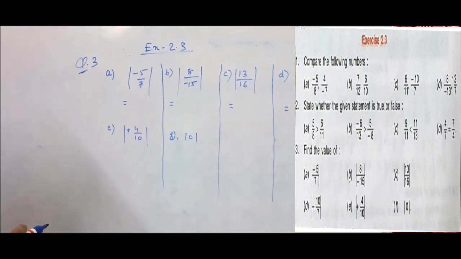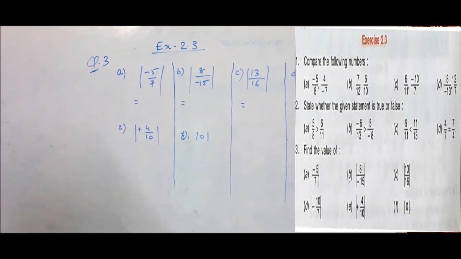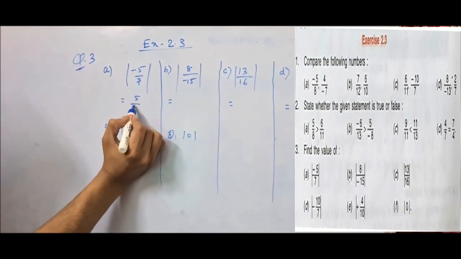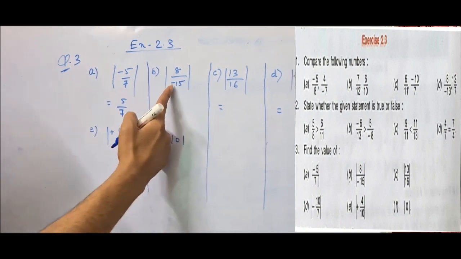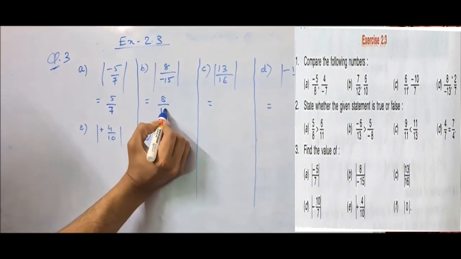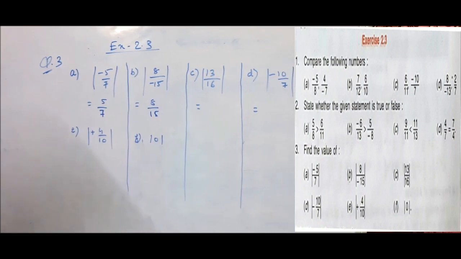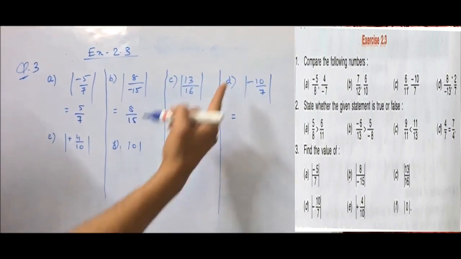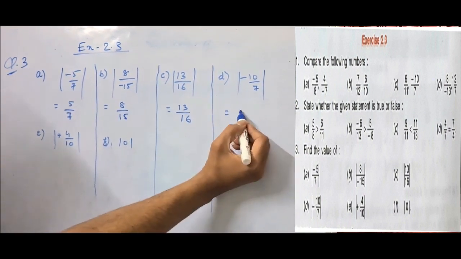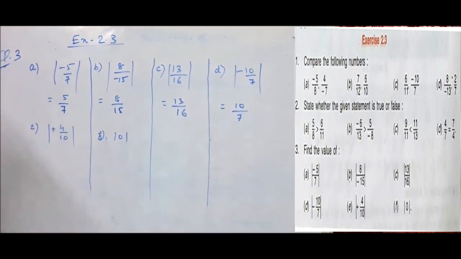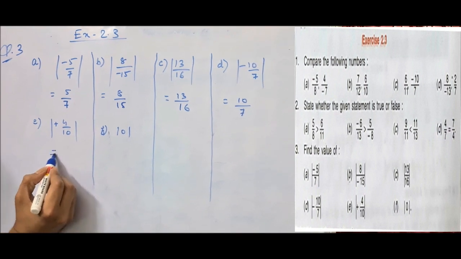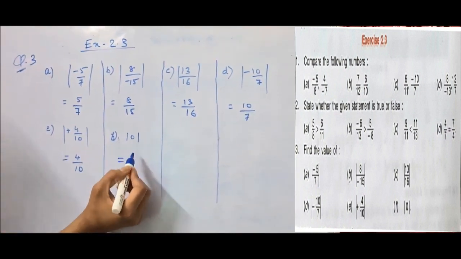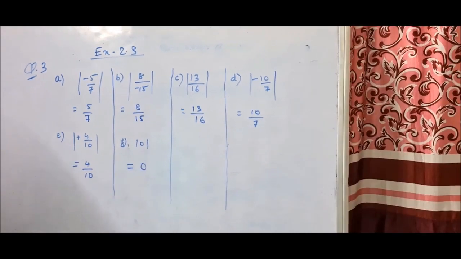Question number 3 is to find the absolute value of the given rational numbers. As I already told you, the absolute value of a negative rational number becomes positive. Again, the absolute value of a negative rational number becomes positive. The absolute value of a positive rational number is positive only, and the absolute value of a positive rational number is the rational number itself. This also I have told you, the absolute value of 0 is 0.